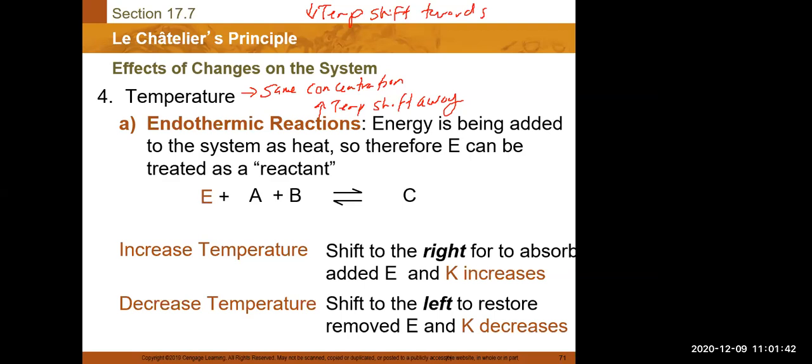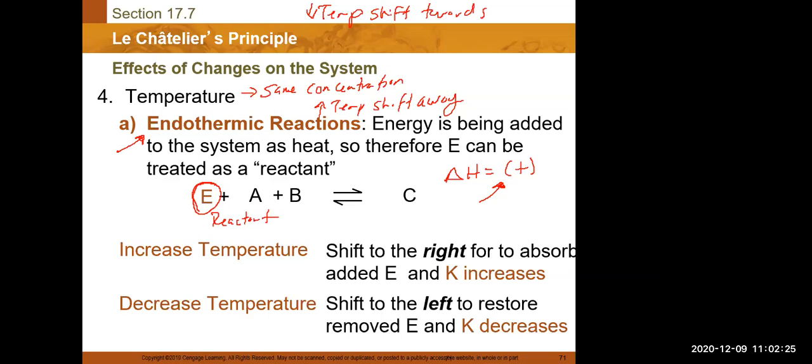What determines which way that goes is what type of reaction it is, whether it's endothermic or exothermic. Another way that we display an endothermic reaction is with a delta H value that is positive. It doesn't matter what the number is, but if you see a positive value for delta H, it is going to be an endothermic reaction. That means heat and energy is being absorbed, and in an endothermic reaction, energy is thought of as being a reactant. That's what the E stands for here.